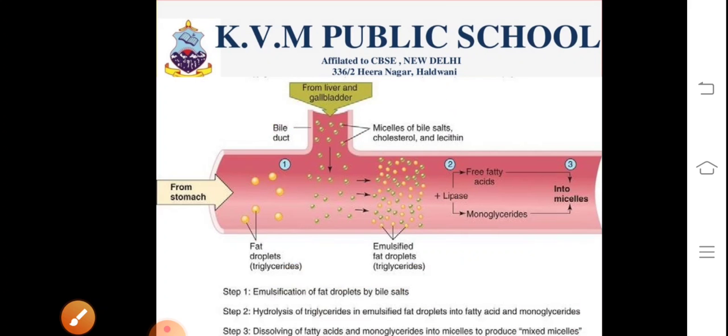Thus, the breakdown of the carbohydrates, proteins and fats takes place. So the food then will move from the stomach into the small intestine.